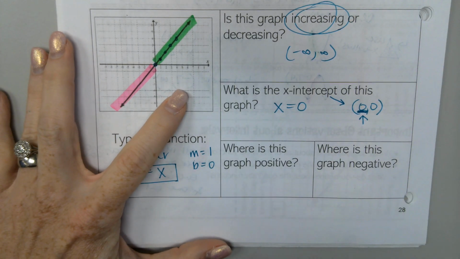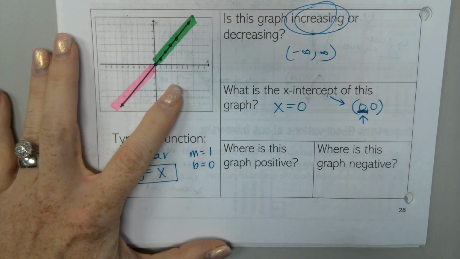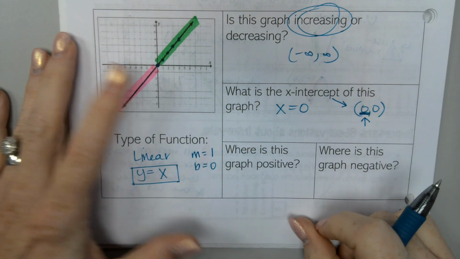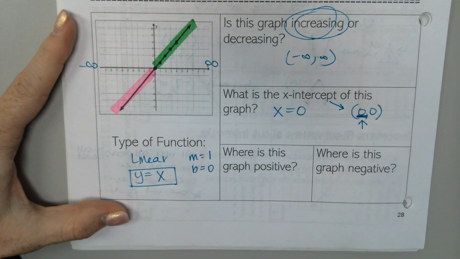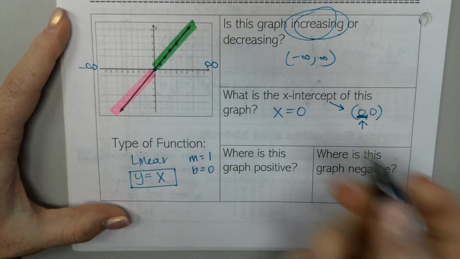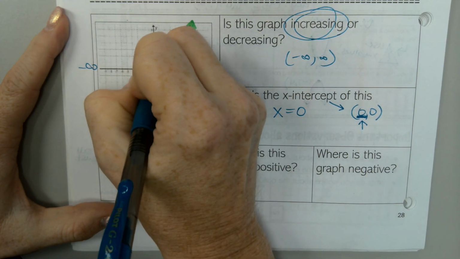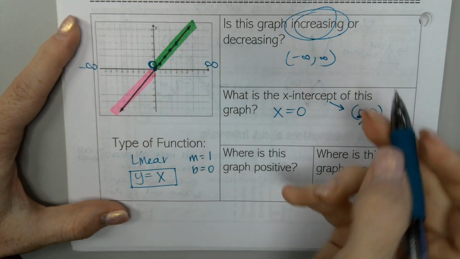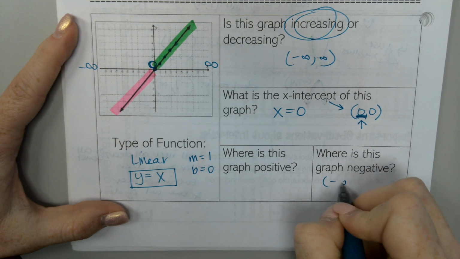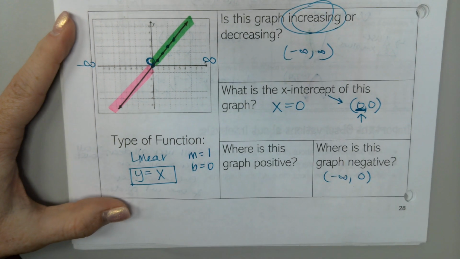Now, we use our x-intercept to help us write these intervals. From left to right, my graph is going from negative infinity to positive infinity, and the graph hits at 0. Now, I would say that it is negative from negative infinity to 0.